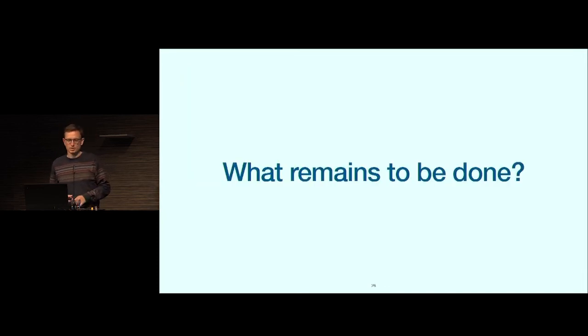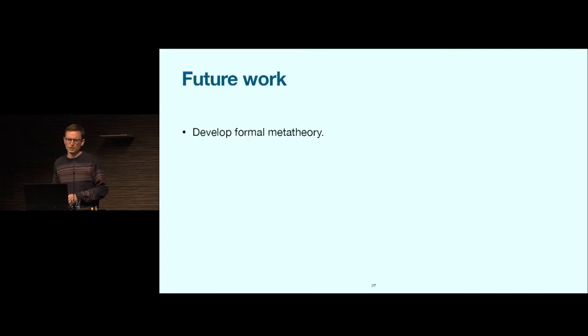What remains to be done? What haven't we managed to do in the paper so far? The future work is to develop the formal metatheory more formally. So the type soundness properties, we think that we can just adapt the existing proofs of Lawen and Perot. And we are also currently working on doing this formally in Coq. We want to investigate the formal expressivity properties.